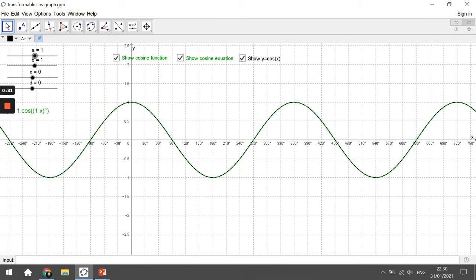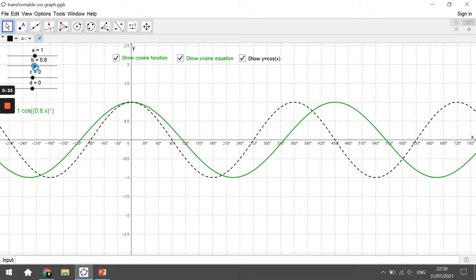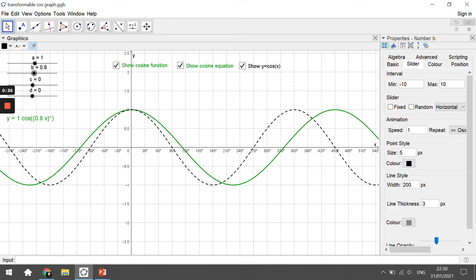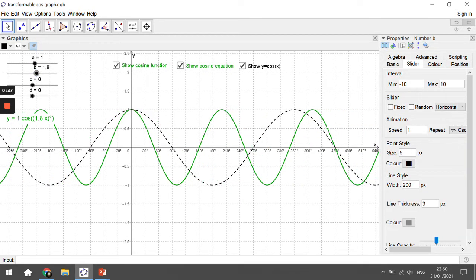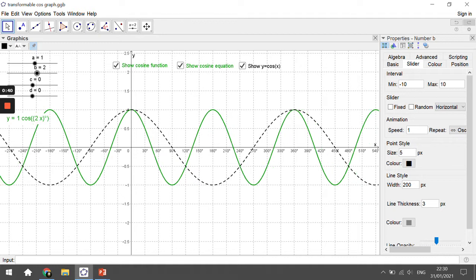The second one, changing b, that's the number that comes in front of x. Changing that value for b from 1 to 2 actually means that the curve repeats more often. So you get 2 repetitions of the cos curve in this case. Between 0 and 360, you now get 2 repetitions of the cos curve rather than just 1. That's super important because it means that everything's happening twice.